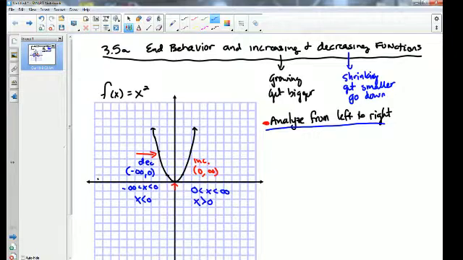You can, if you want, use a table of values to determine increasing or decreasing. Okay. So this is option 2. Okay, option 1 obviously is graph, right?